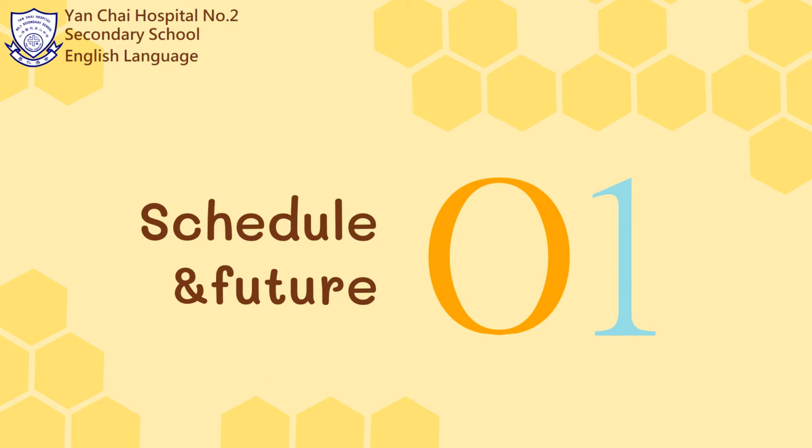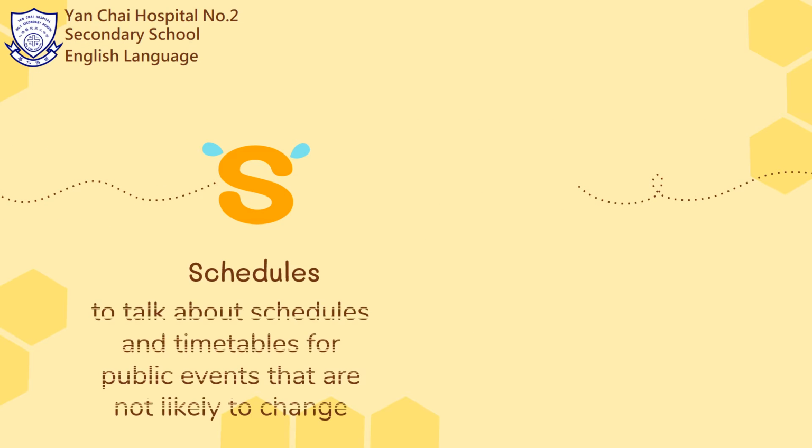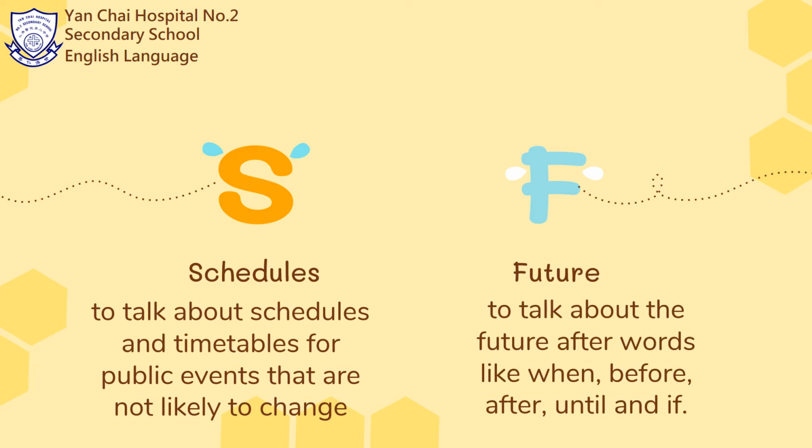So first, let's talk about schedule and future. So here we're going to talk about schedules. We are going to use simple present tense to talk about schedules and timetables for public events that are not likely to change. Also, we have future. We use simple present tense to talk about the future after words like when, before, after, until, and if.